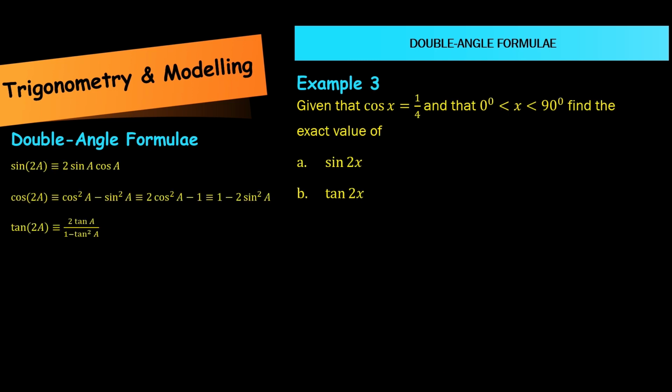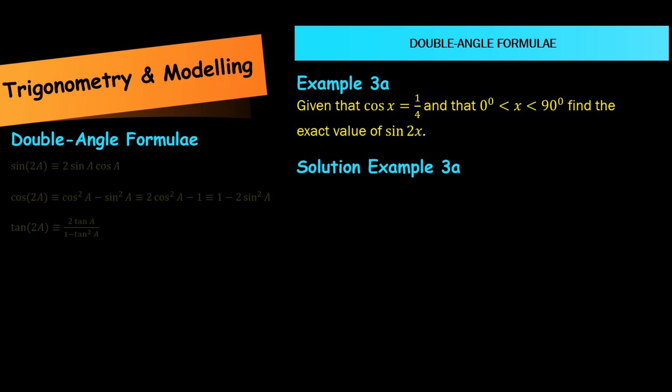Now let's take a look at another example. Pause the video and have a go. Press play when you're ready to view the solutions. So let's take a look at part A first. Given that cos x equals 1 over 4 and that x is between 0 degrees and 90 degrees, find the exact value of sin 2x. So let's solve this.